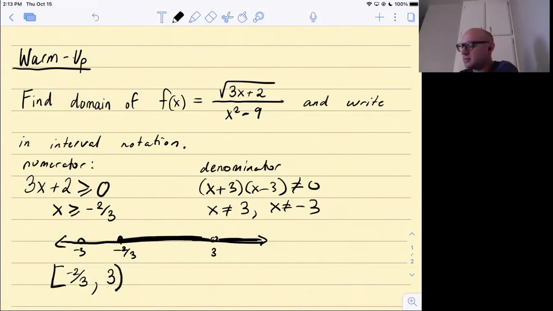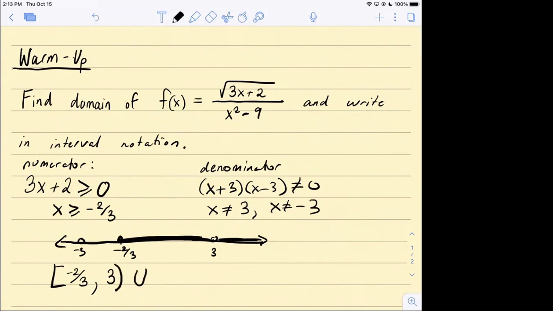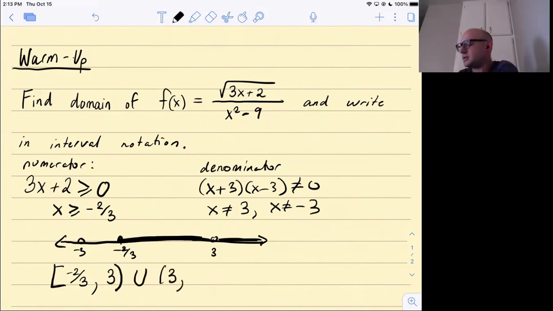Exactly. And then you would do the union. Once again, a 3 with a parenthesis to infinity. Awesome. Perfect. Great. So I like this question. Thank you, Mason. Very good.